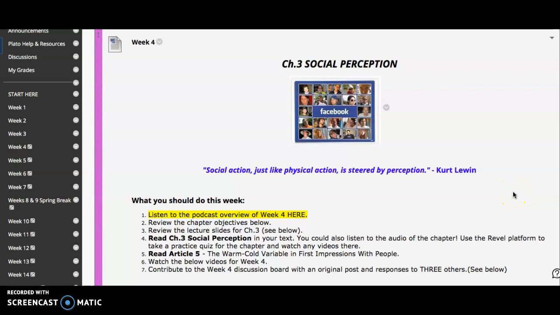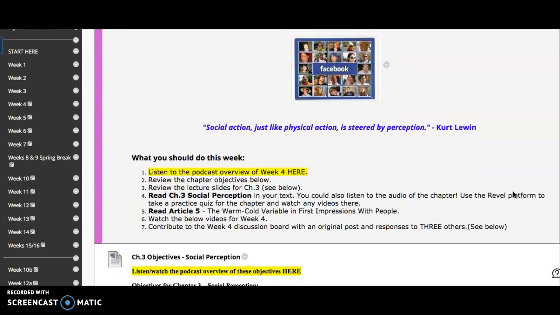This is the podcast overview for week 4. We will be covering chapter 3, social perception. So here is the to-do list for this week.